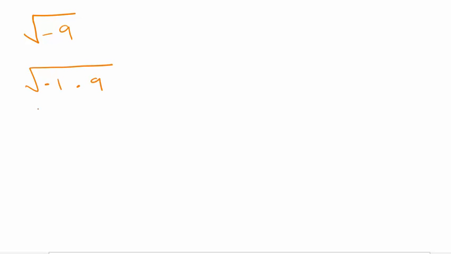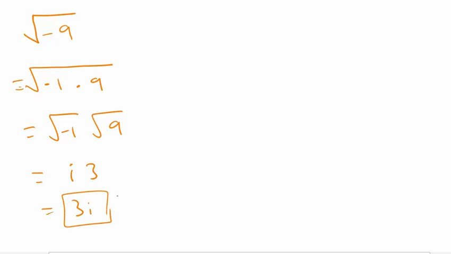So now let's talk about the square root of -9. We think about it the same way as before. It's the square root of -1 times 9, and that equals the square root of -1 times the square root of 9. The square root of -1 is i, as we know, and the square root of 9 is 3. But we write that as 3i, it just looks a lot better. So the answer is 3i.